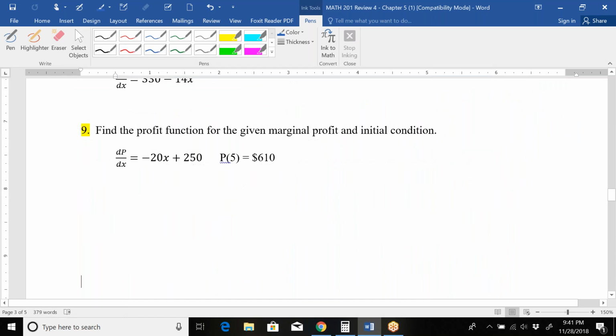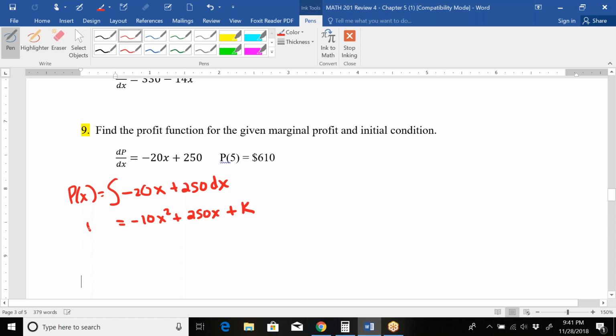Okay, another one I was requested to do was number 9. It's a profit function, but you're given an initial condition and a derivative essentially. So you're doing the antiderivative and finding the particular solution. So P of x, big P of x, is equal to the integral of negative 20x plus 250 dx. This would be negative 20x squared divided by 2, so that's negative 10x squared plus 250x plus k. I usually use k when I'm dealing with the money problems. And then this is my ordered pair, this is my x, this is my P of x.